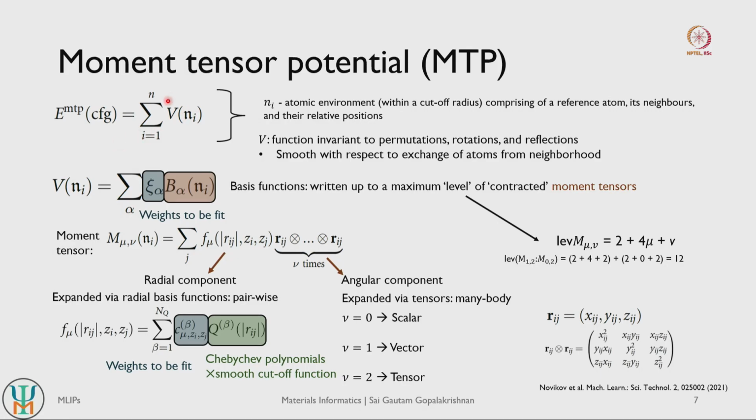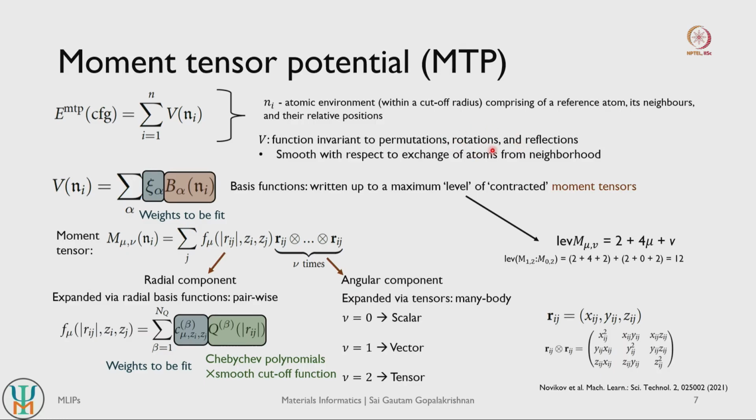So you basically calculate the energy contribution of a given atom, or the atomic energy, and then sum it over all the individual atoms. Once you do this sum, you get the overall energy, and this is the underlying principle of all classical MLIPs. The function V is constructed in such a way that it is invariant to permutation. So if you exchange atoms in a given sphere, you do not get different energies.